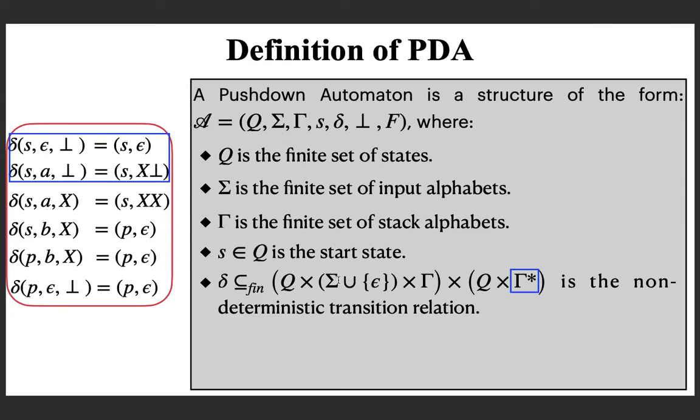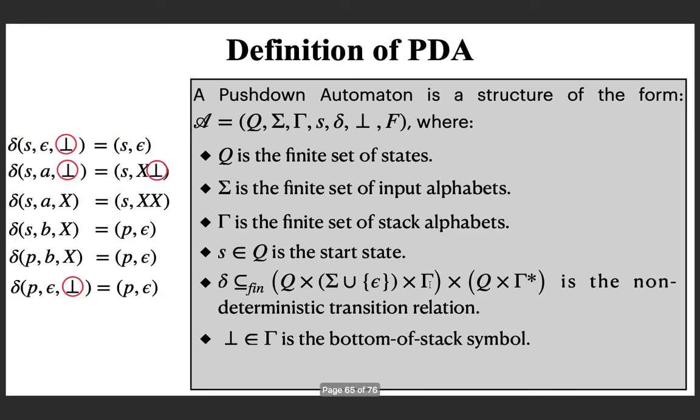It's a relation from the Cartesian product of three sets. What is your current state? What is your current input symbol? Or without even taking an input symbol, you can make a move. And what is the top of the stack symbol? Then you are defining what is the next state and what is the string that you are going to push onto the stack after taking out the top of the stack symbol. And that's it. The next component is bottom, which is the bottom of stack symbol. And finally, capital F, which is a subset of states, is the set of final states. Recall that there are two acceptance conditions.